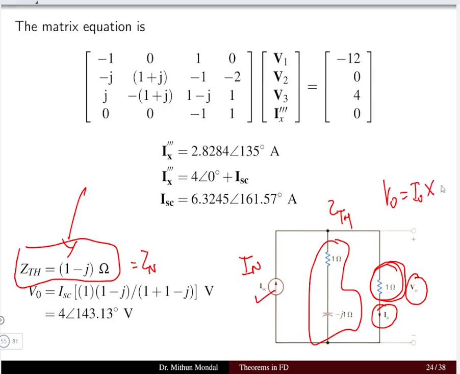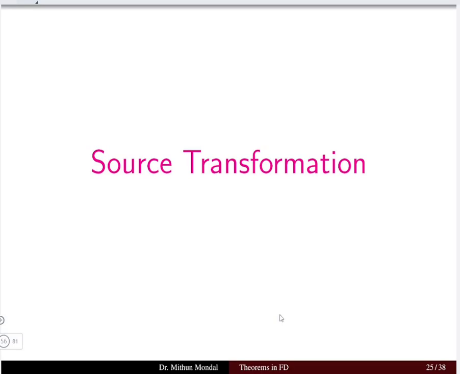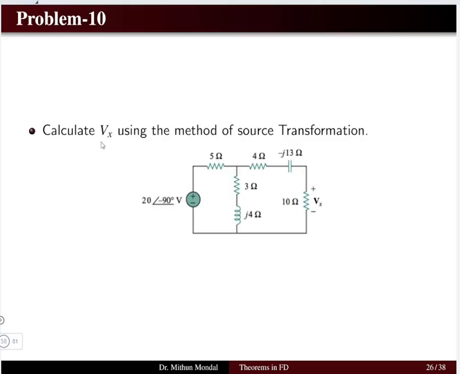So I0 multiplied with 1, where I0 can be determined from the current division rule. So we will be getting the potential as 4 angle 143.13. Next topic, we are going to take the source transformation. Here we have to calculate the potential Vx across the 10 ohm resistor using the method of source transformation.